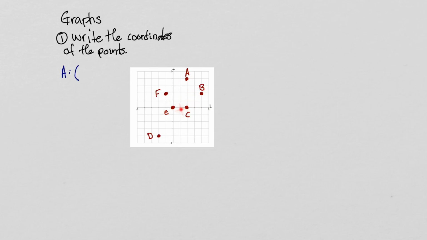Now, horizontal movement, that's going to be our first component, then a comma, and then the vertical movement, that's our second component. So what we're going to do here is we're first going to go to the right 2, then up 4. What about B? To get to B, we start at the origin, 1, 2, 3, 4 to the right and up 2. So this is going to go 4 to the right and up 2.